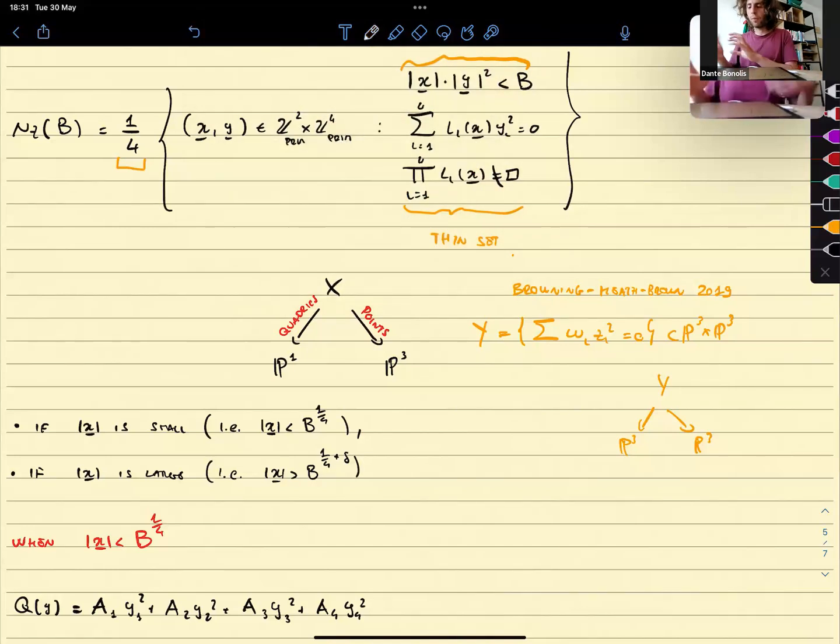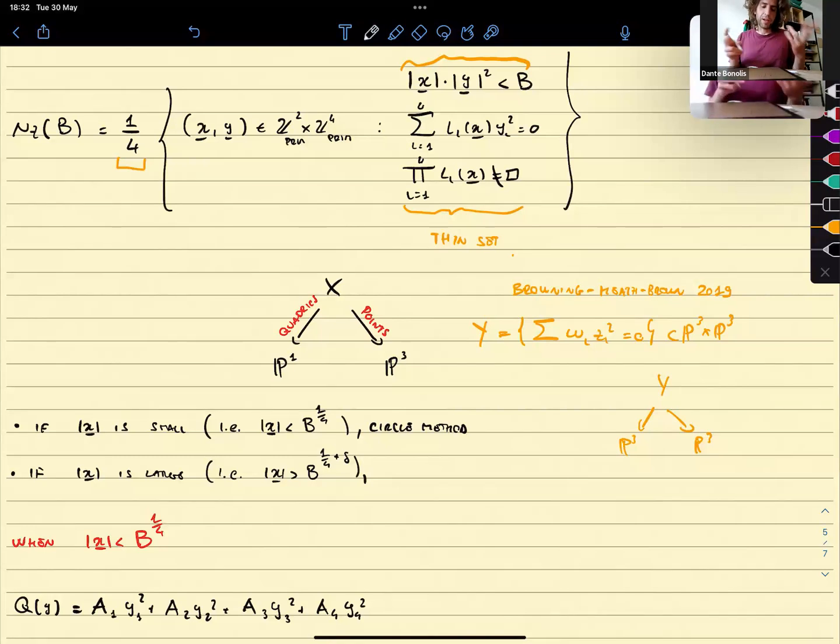They were trying to count different objects using one of the two fibrations, and here we're going to do the same. The idea is that when the point X is what we call small, namely its height is at most B to the power 1/4, we fix X, and then we have a quadric, and we use the circle method to count points on the quadric.